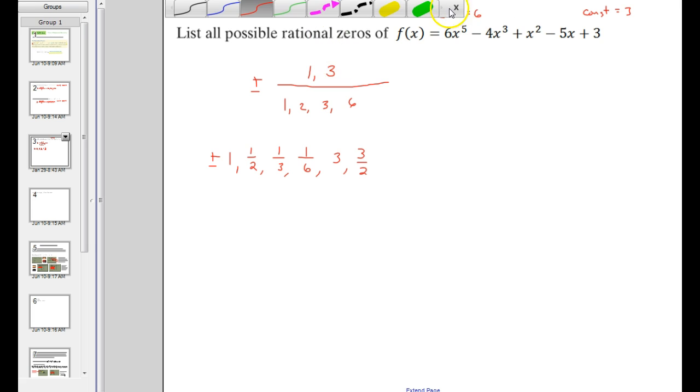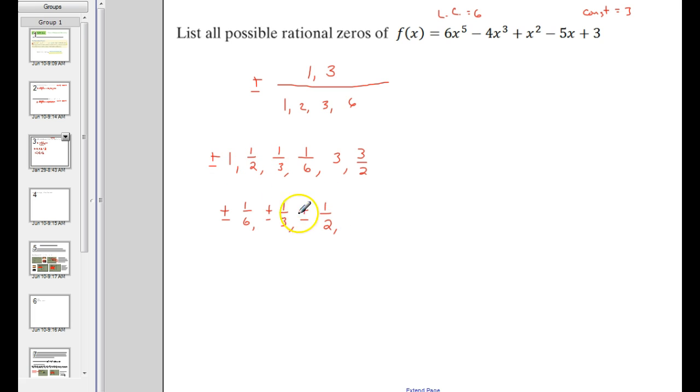Alright, so there's all the possibilities. I rearrange them by smallest to largest. You don't have to do that. And you're supposed to put this plus and minus in front of each one. So plus and minus 1/6 is the smallest. Plus and minus 1/3 is the next biggest. Plus and minus 1/2 is the next. Right, and then plus and minus 1. Plus and minus 3/2. And then finally, plus and minus 3. Alright, so that's smallest to biggest. And it's the positive and negative, the opposite of each one of these, that are your possible zeros.